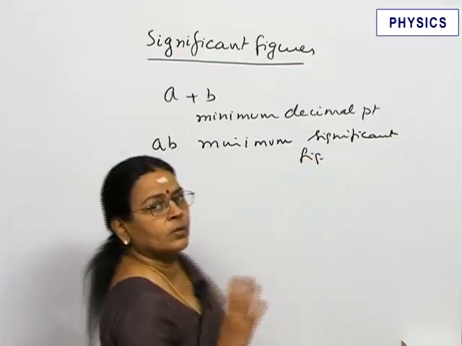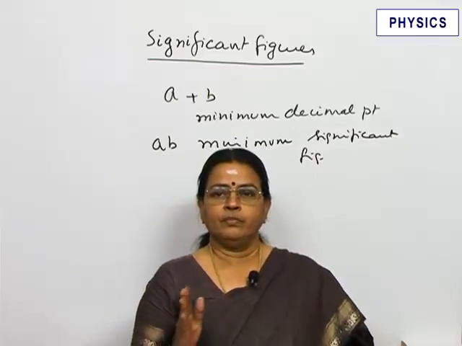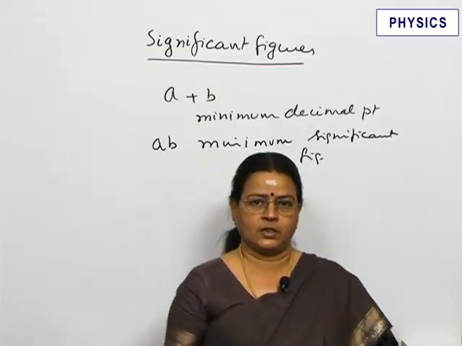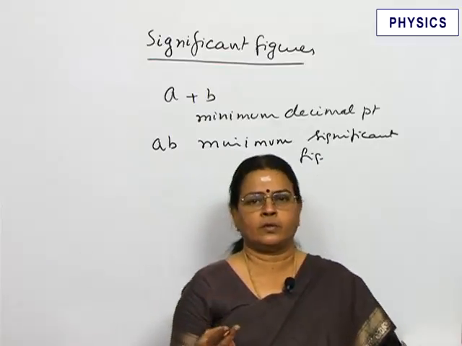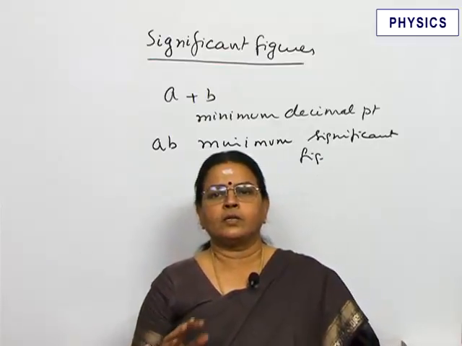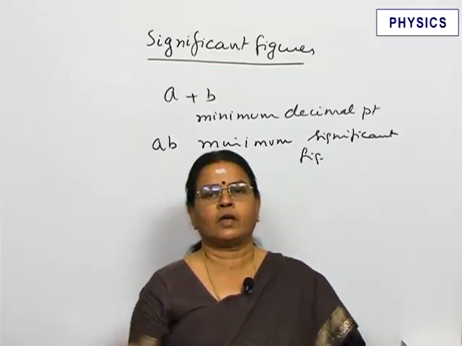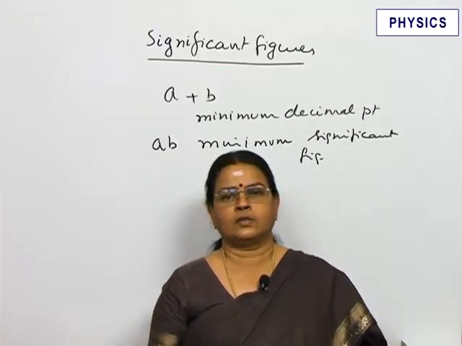When you are adding two numbers, we have to keep in the answer the minimum number of decimal points. Suppose A has 2 decimal points and B has 3 decimal points. The answer A plus B must be rounded off to 2 decimal points. Suppose you are multiplying A and B. Suppose A has 3 significant figures and B has 5 significant figures. In the answer, you must keep only 3 significant figures.